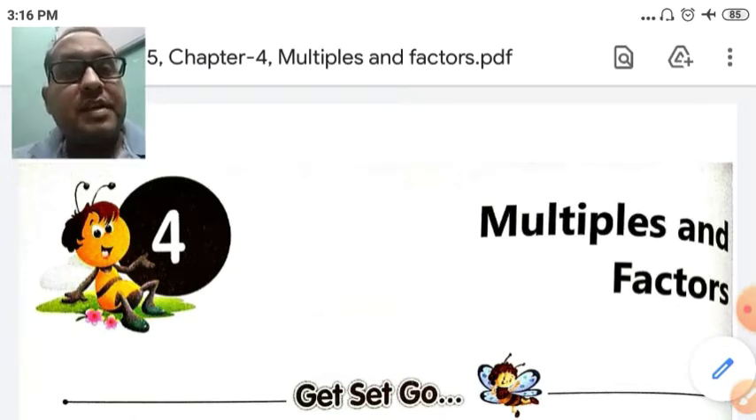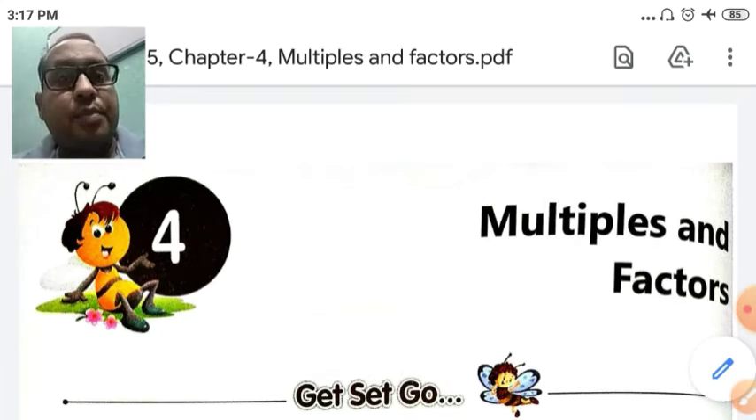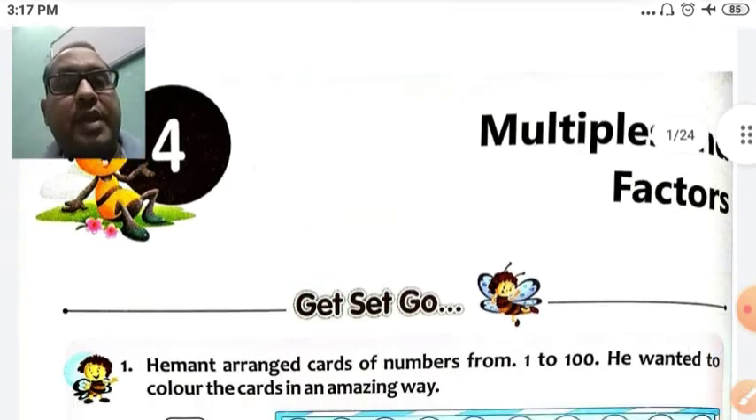So we have completed almost all the points of the theory portion of multiples and factors. Now in this video I am going to discuss a few more remaining points of chapter 4, multiples and factors, and then we will discuss some problems based on the multiples and factors of exercise 4. So let's continue our topic.